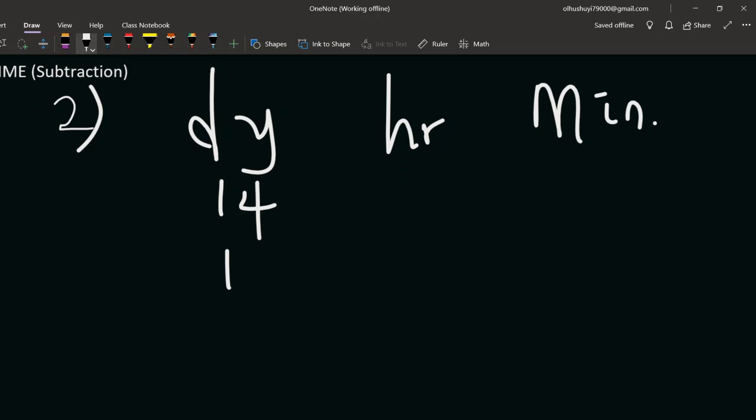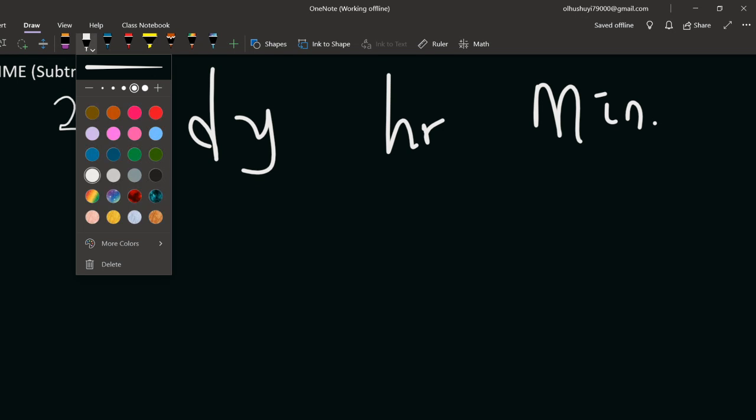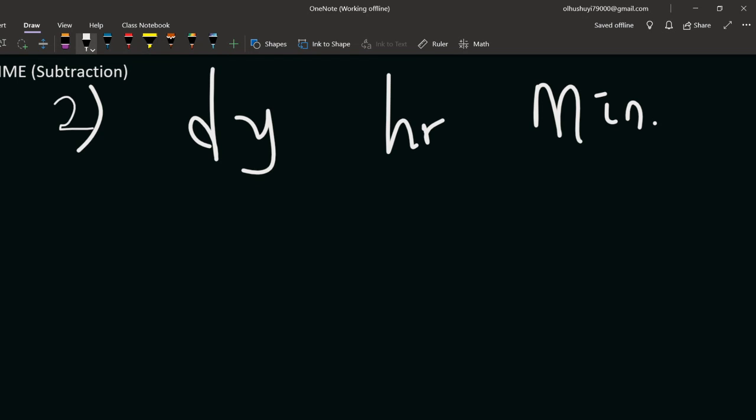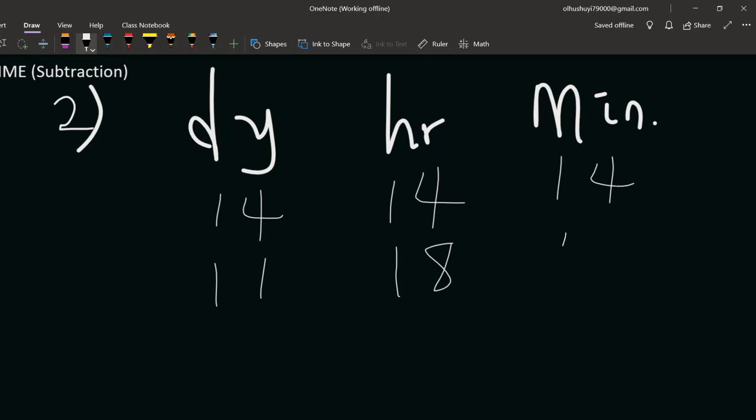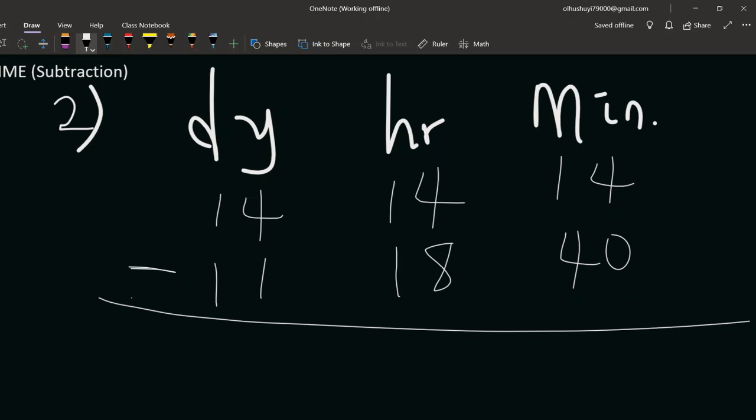I don't want to be using the same numbers for them. So you have 11, here you have 14, you have 18, here you have 14, here you have 40. The operation is subtraction. So take away 40 minutes from 14 minutes.